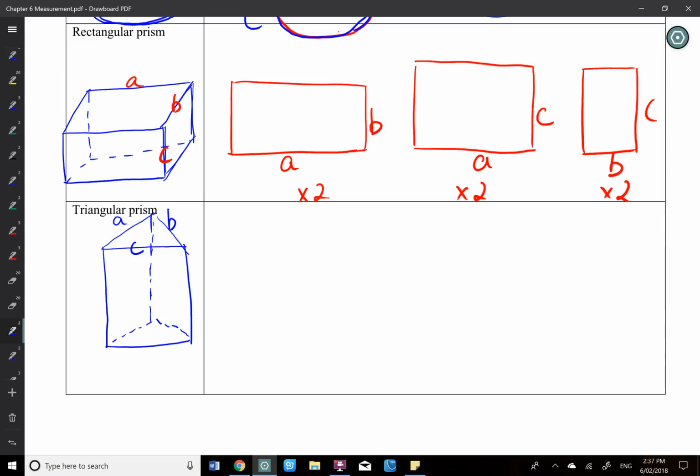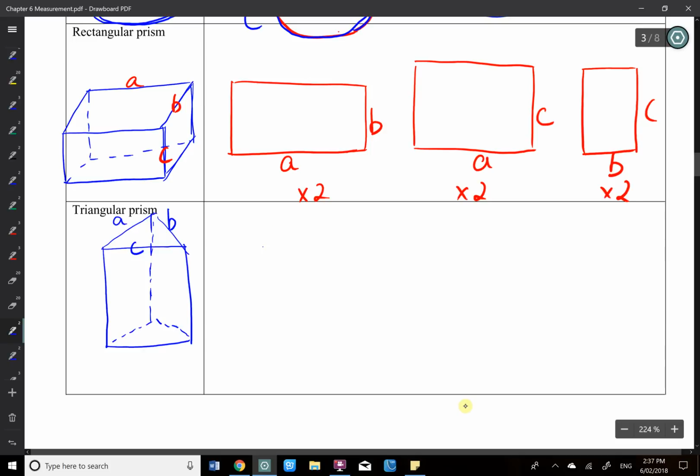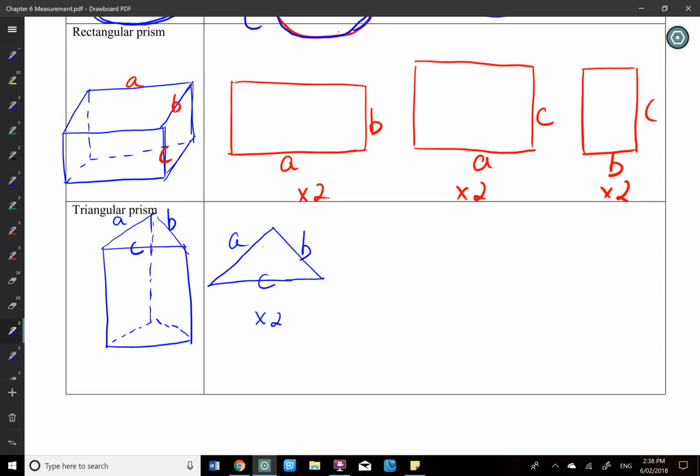2 identical triangles, top and bottom. So that's the triangle ABC, times 2. And what does the other part look like? The rectangle? 2. Okay, so 3 rectangles in total. Yes, 3 rectangles in total.